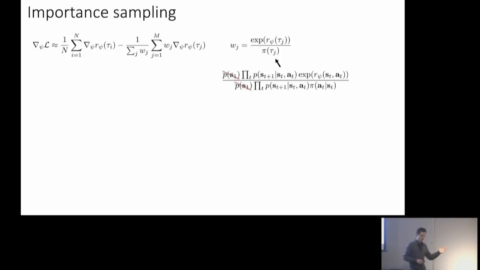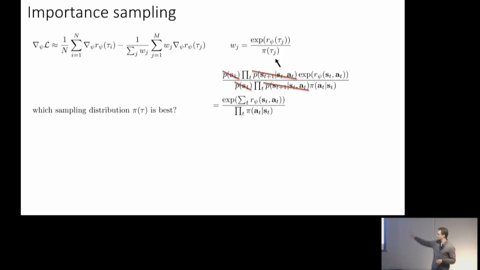So the initial states are the same, the transition dynamics are the same, which leaves only these two terms. It leaves the ratio between the probabilities of the optimality variables at every time step and the probability of the action under the policy at every time step. Which means that we can express our importance weights as just the exponential of the total reward divided by the product of the probabilities of the actions.